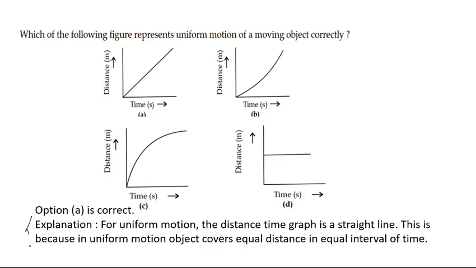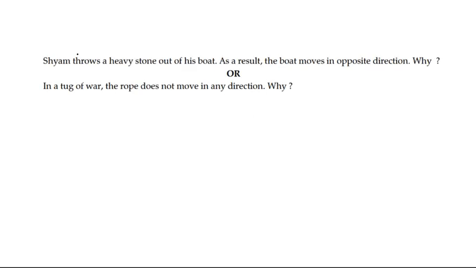You can see here, for uniform motion, the distance-time graph is a straight line. But just don't memorize it. You have to understand why it should be a straight line. We'll go for the next question. Shyam throws a heavy stone out of the boat. As a result, the boat moves in the opposite direction.